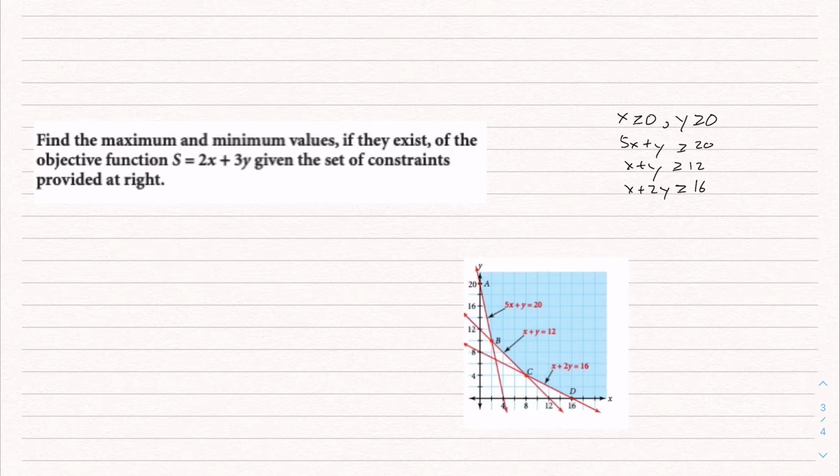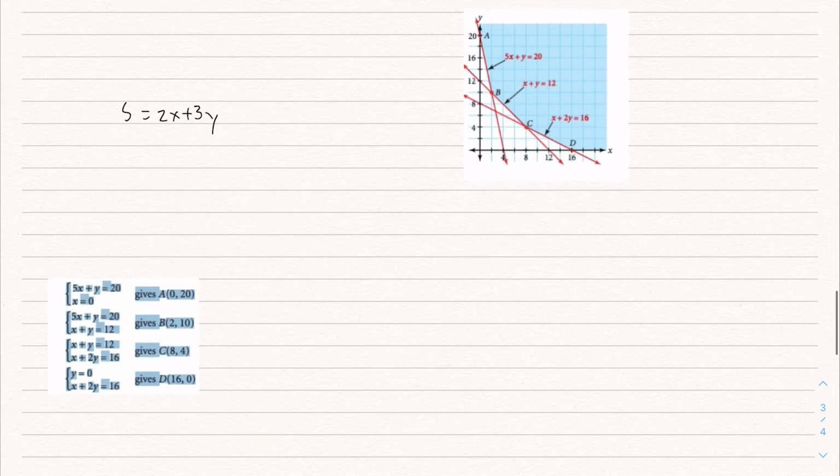For example 3, find the maximum and minimum values, if they exist, of the objective function S is equal to 2x plus 3y, given the set of constraints provided at right. These are the set of constraints. Step 1, graph the feasible region as shown on the graph. Step 2, the objective function would be S is equal to 2x plus 3y. And step 3, find the coordinates of each vertex by solving for the appropriate system. When you solve for the appropriate system, it should give you something like this.